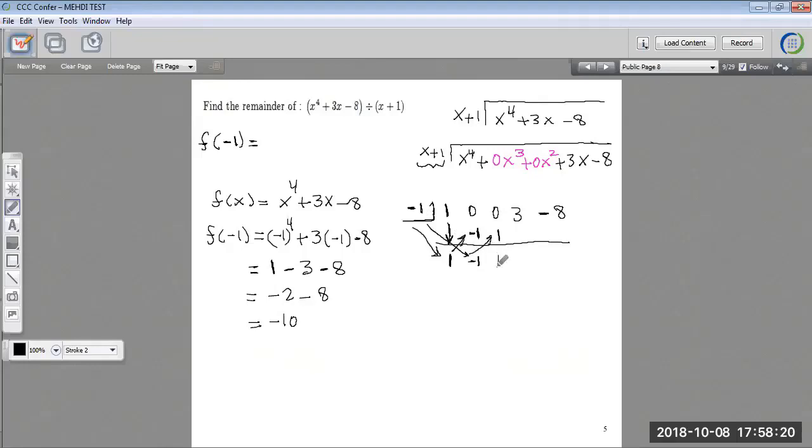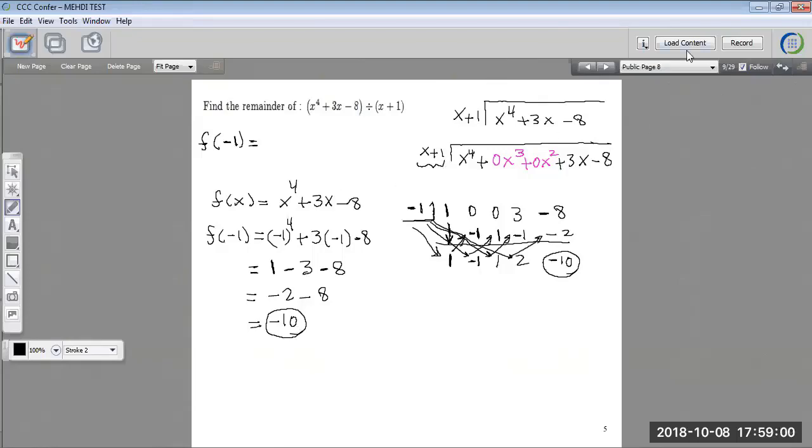All right, keep on going with this method here. We're going to go minus 1 times 1 would be minus 1. We add these up, 3 minus 1 gives you 2. And the last step, you multiply again. And minus 1 times 2 gives you negative 2. And if you add these up, you see the remainder becomes minus 10. Same exact number that we calculated using this. So it's a lot easier perhaps to just find f of minus 1 to come up with the remainder rather than using the long division or synthetic division.